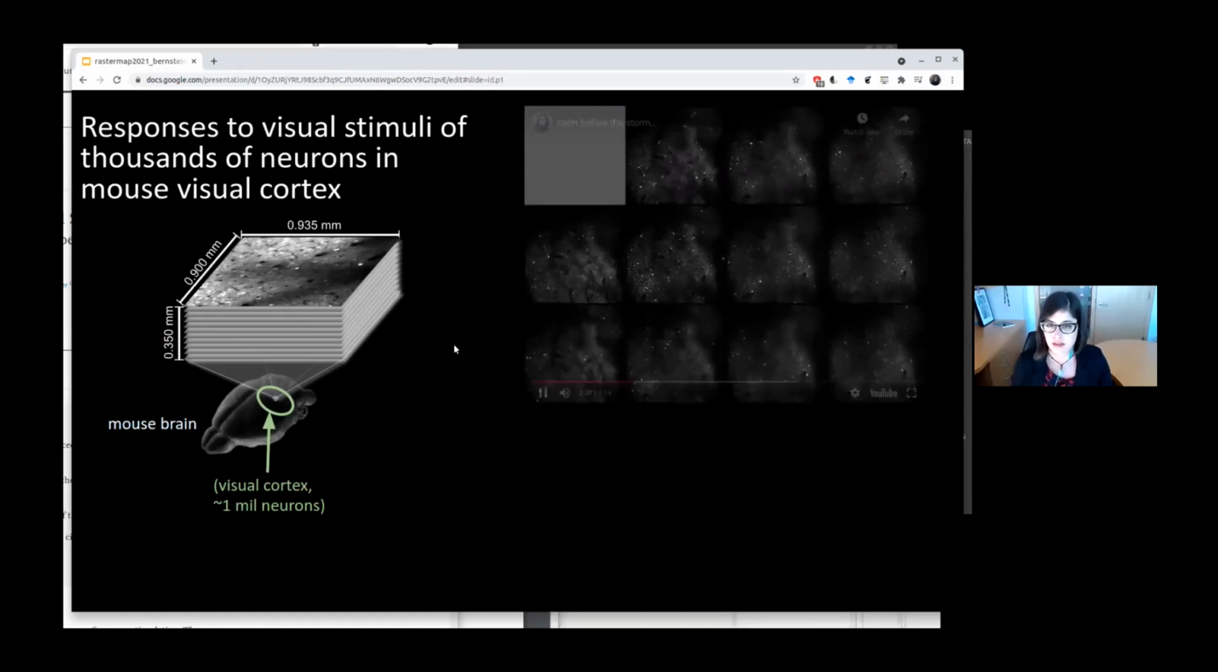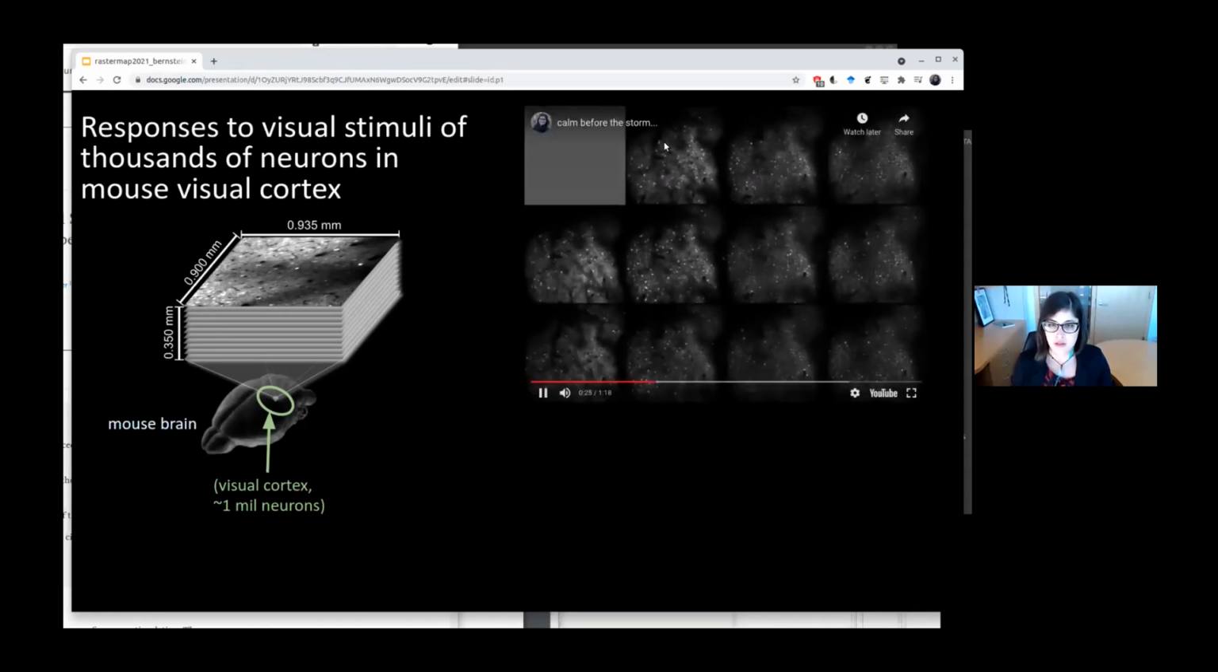But these are kind of our older recordings that were 10,000 neurons. And so there's a lot of activity you can see coming. This is the image that's being shown to the mice at the same time as the neural activity. You can see there's activity all the time in the brain, but then when these images come in, there's a sharp increase in the amount of activity.